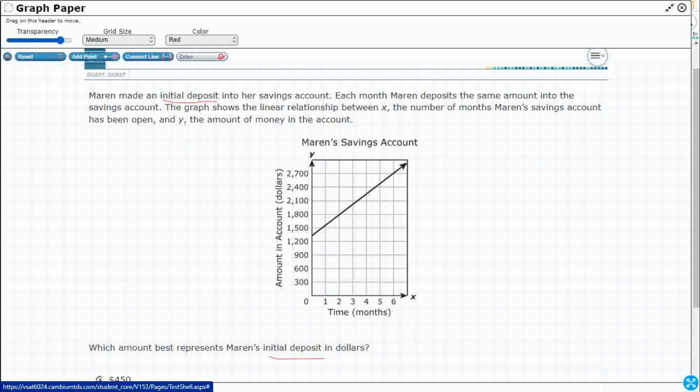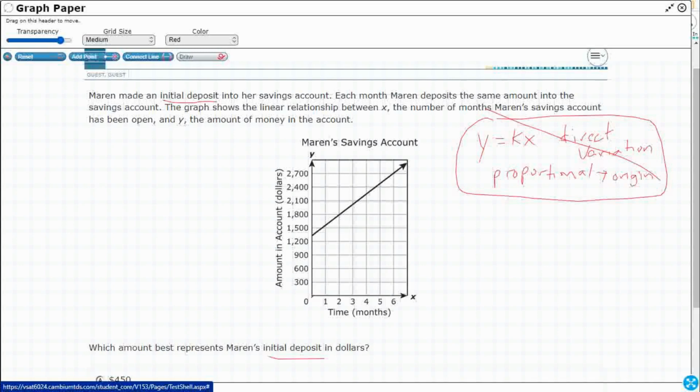When we're looking at a graph, we've got two different forms that we are looking at. Sometimes we're going to see y equals kx. That is direct variation, and that means it is proportional. Proportional means we are going through the origin, and that is not happening here. The origin is down here, and so that is not what we're looking at. So if we're not looking at direct variation, then most likely we are looking at slope-intercept.